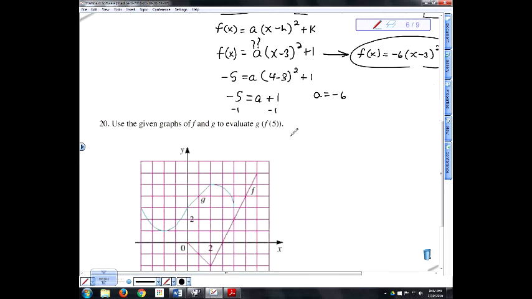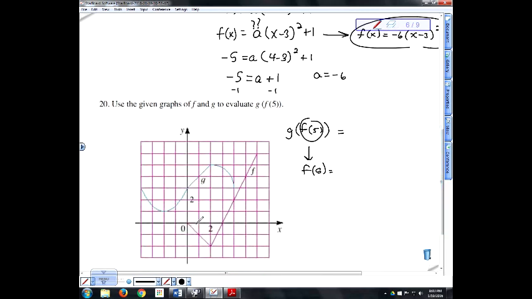Okay, we need to find g of f of 5. But let's break this apart. First of all, what is f of 5? Well, f of 5, since this right here represents the f function, if we go out to 1, 2, 3, 4, 5, right here, one, two, three. So f of 5 is equal to 4. So now I'm going to make the substitution. If f of 5 is the same thing as 4, I'm going to place that 4 right up in there and find g of 4.